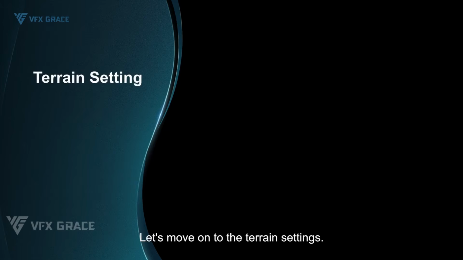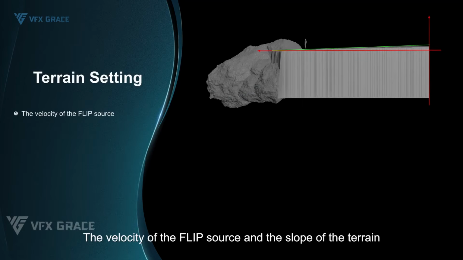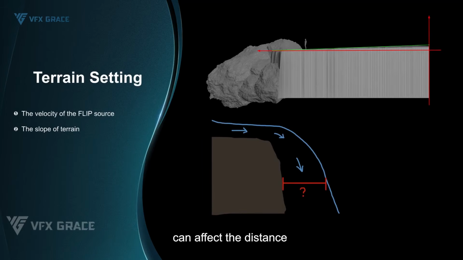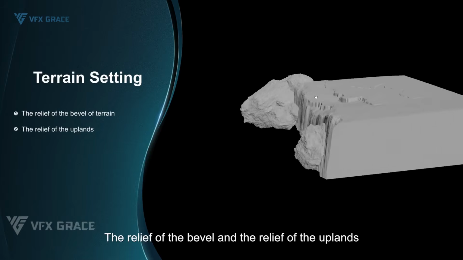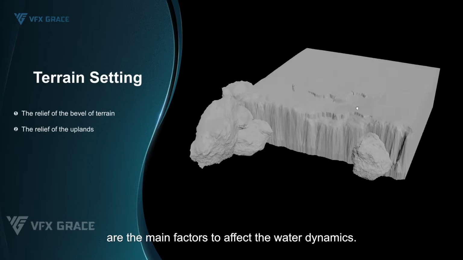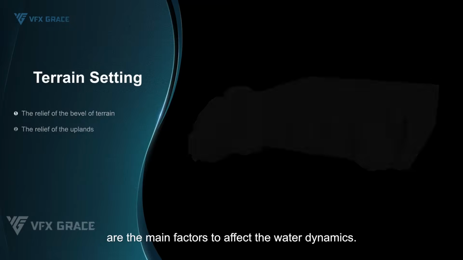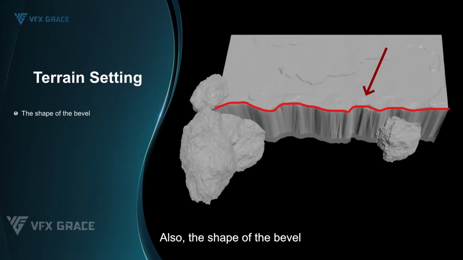Let's move on to the terrain settings. The velocity of the flip source and the slope of the terrain can affect the distance between the falling flip and the terrain. You can adjust it as needed. The relief of the bevel and the relief of the uplands are the main factors to affect the water dynamics. Also, the shape of the bevel determines the shape of the falling flip.